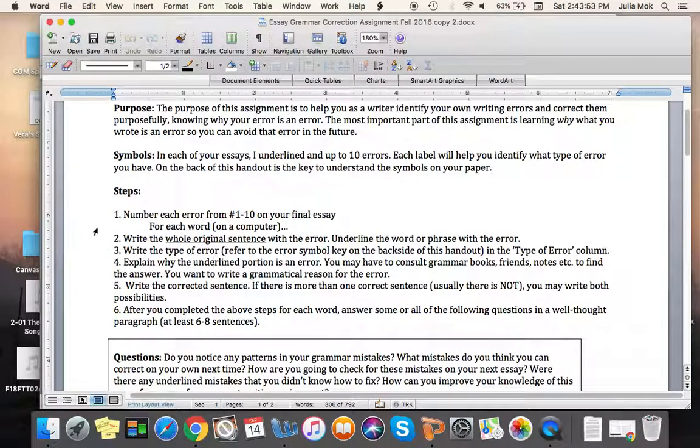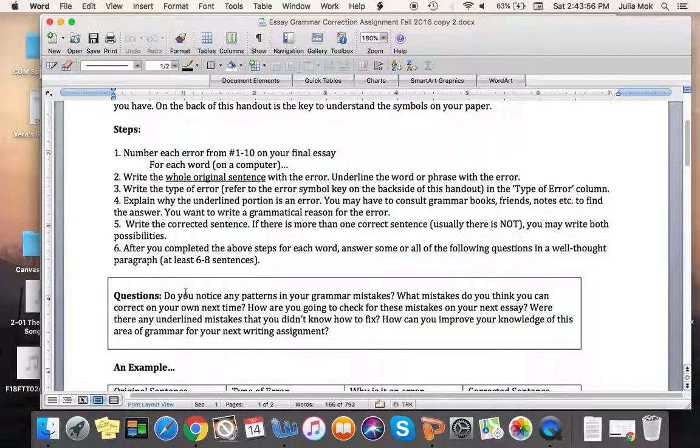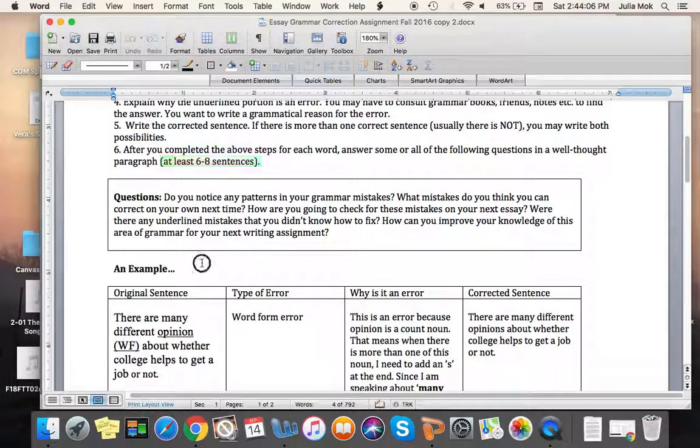After you do number 2 through number 5, I want you to answer some or all of the following questions in a well-thought paragraph, at least 6 to 8 sentences. It can be more. My questions are, do you notice any patterns in your grammar mistakes? What mistakes do you think you can correct on your own next time? How are you going to check for these mistakes on your next essay? Were there any underlying mistakes that you didn't know how to fix? How can you improve your knowledge of this area of grammar for your next writing assignment?